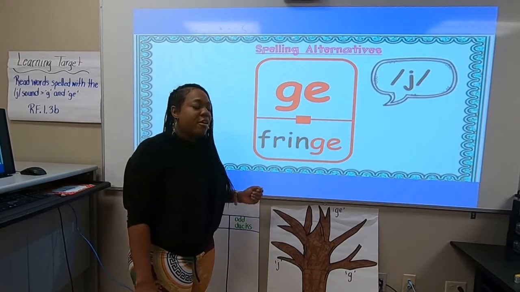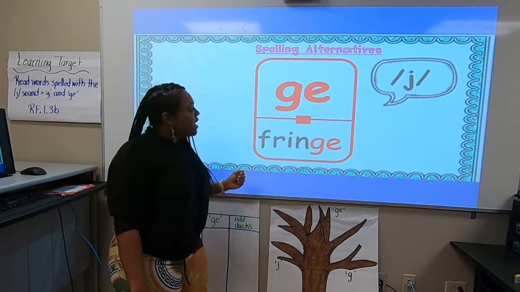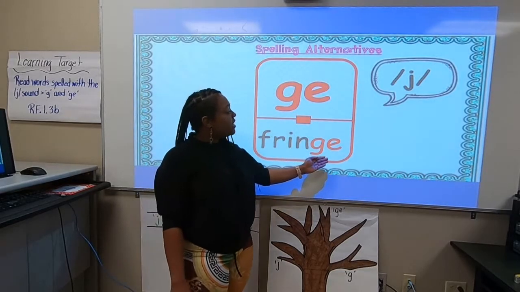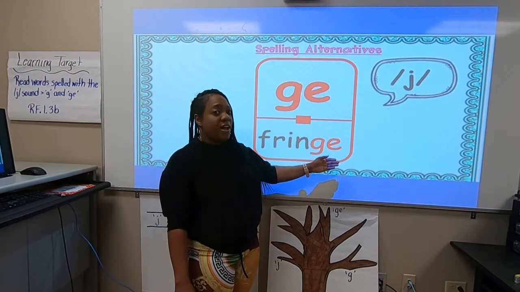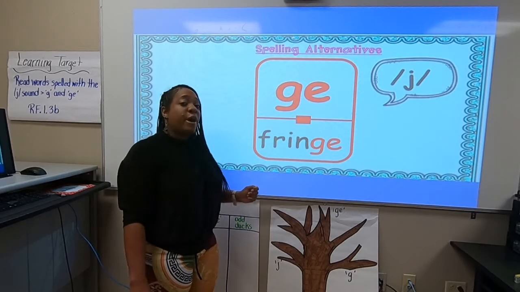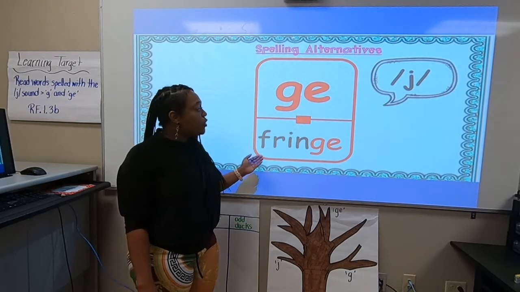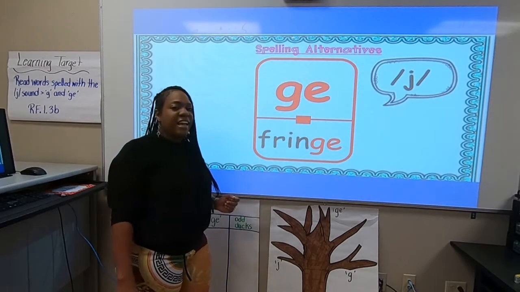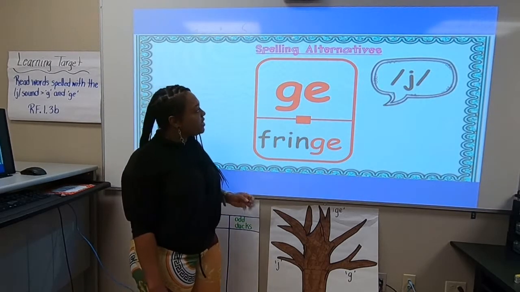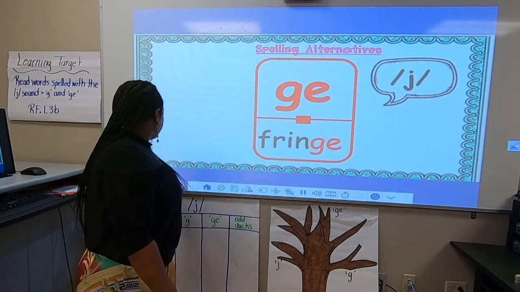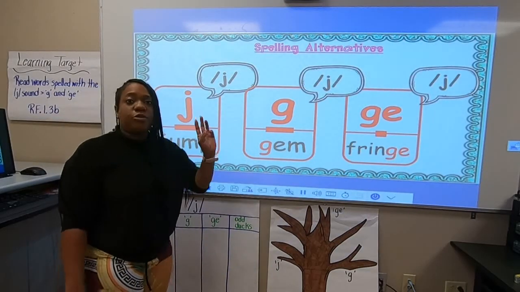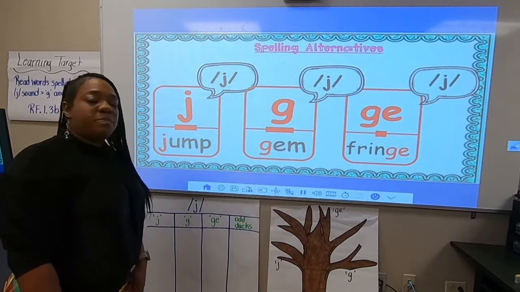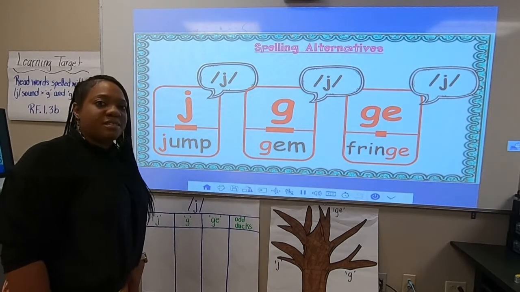Fringe. Fringe. If you notice, the GE is found at the end of our word. Say fringe. Where do you hear the J sound? Correct. You hear it at the end of the word. Very good. So, let's review our three spellings for the J sound.